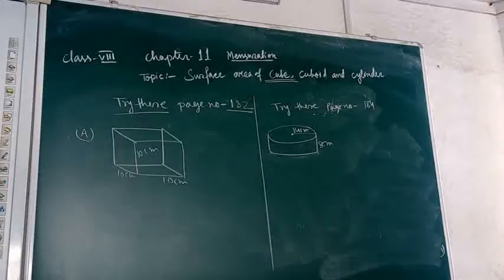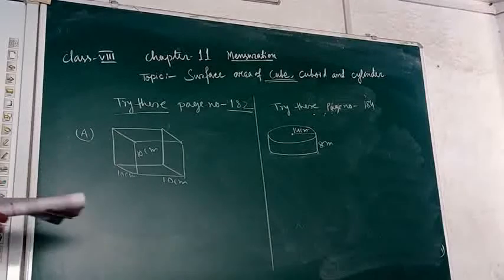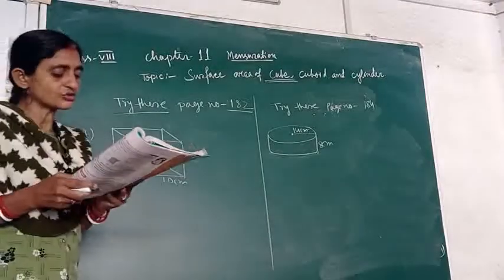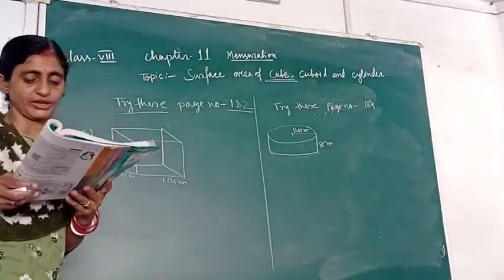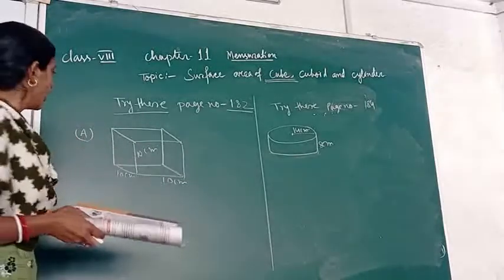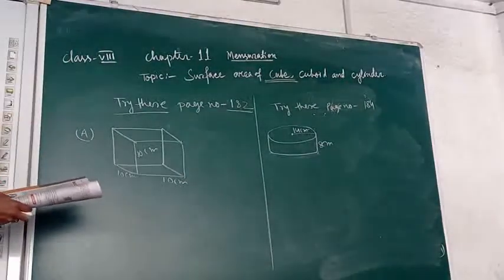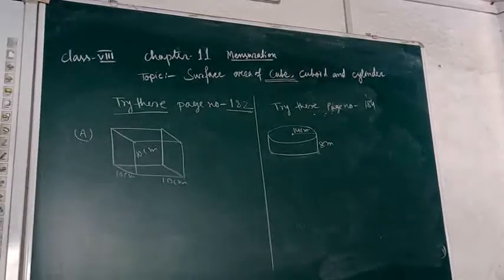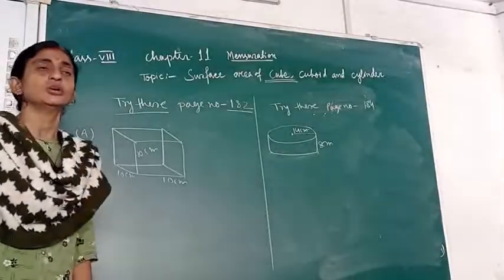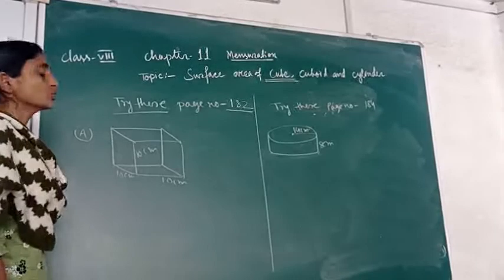Let's come to the Try This of page number 182, bit A. Here one cube has been given. You have been asked to find the surface area of cube A. First come to this one. How do you find the surface area of this one? Surface area here is not mentioned as lateral or whole, so we are going for the total surface area.